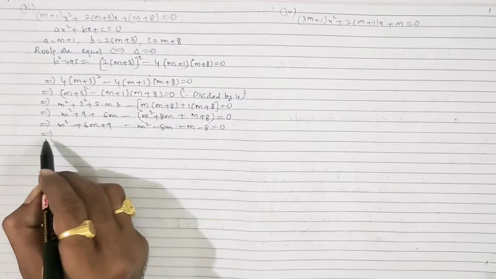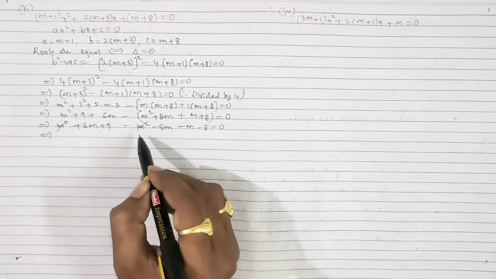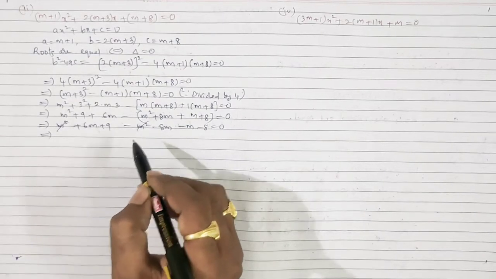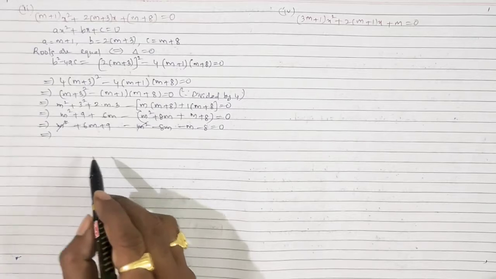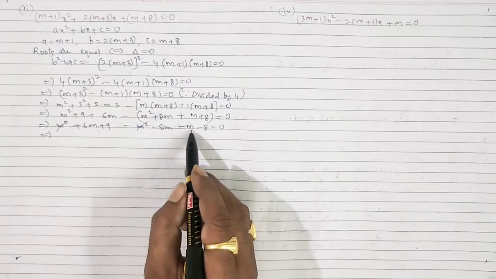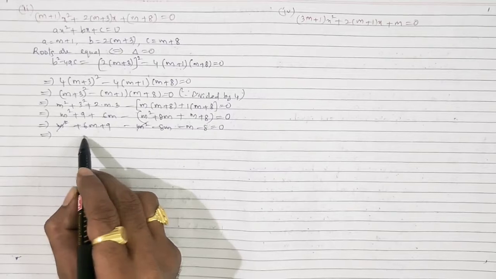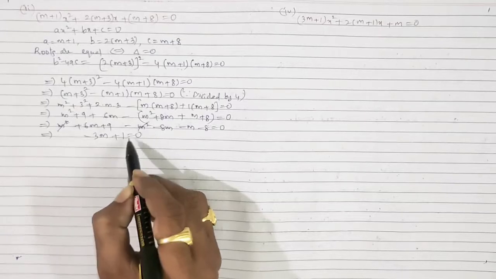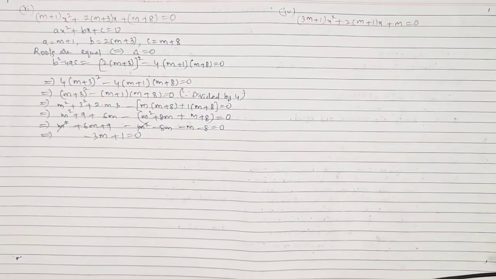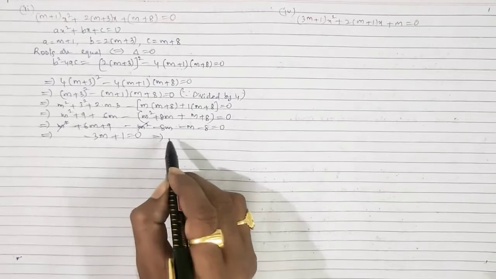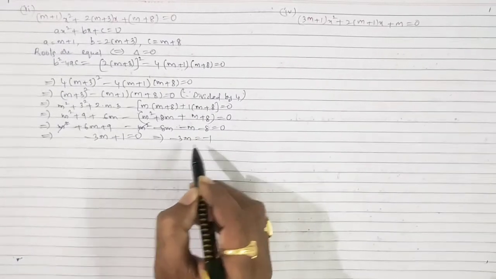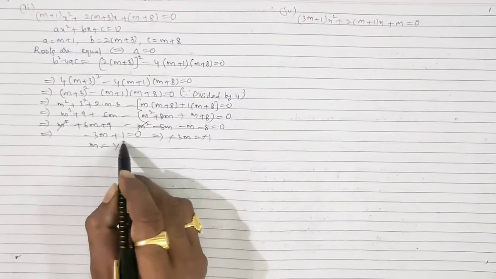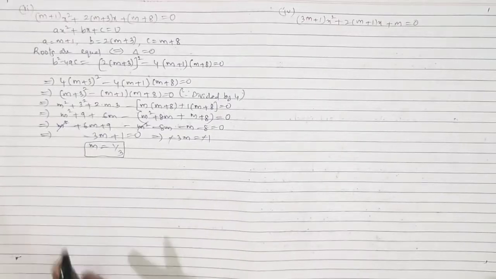If you simplify here, m square and minus m square get cancelled. Next, what is remaining? 6m minus 8m minus m. So 6m minus 8m minus m gives us minus 3m, plus 9 minus 8 gives us plus 1, is equal to 0. So from here we can write minus 3m is equal to minus 1. Here minus gets cancelled, so m is equal to 1 by 3. So this is the final answer. The value of m is equal to 1 by 3.